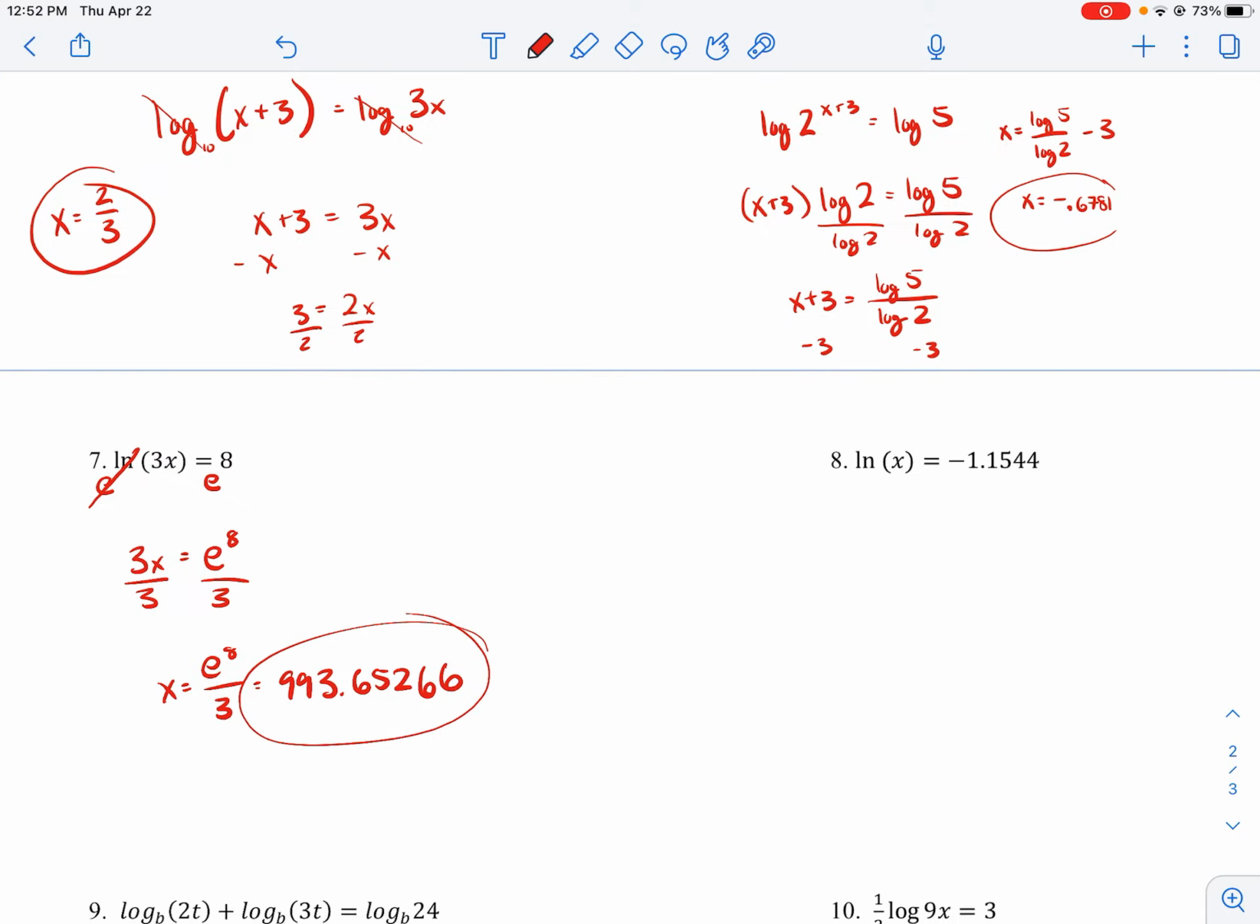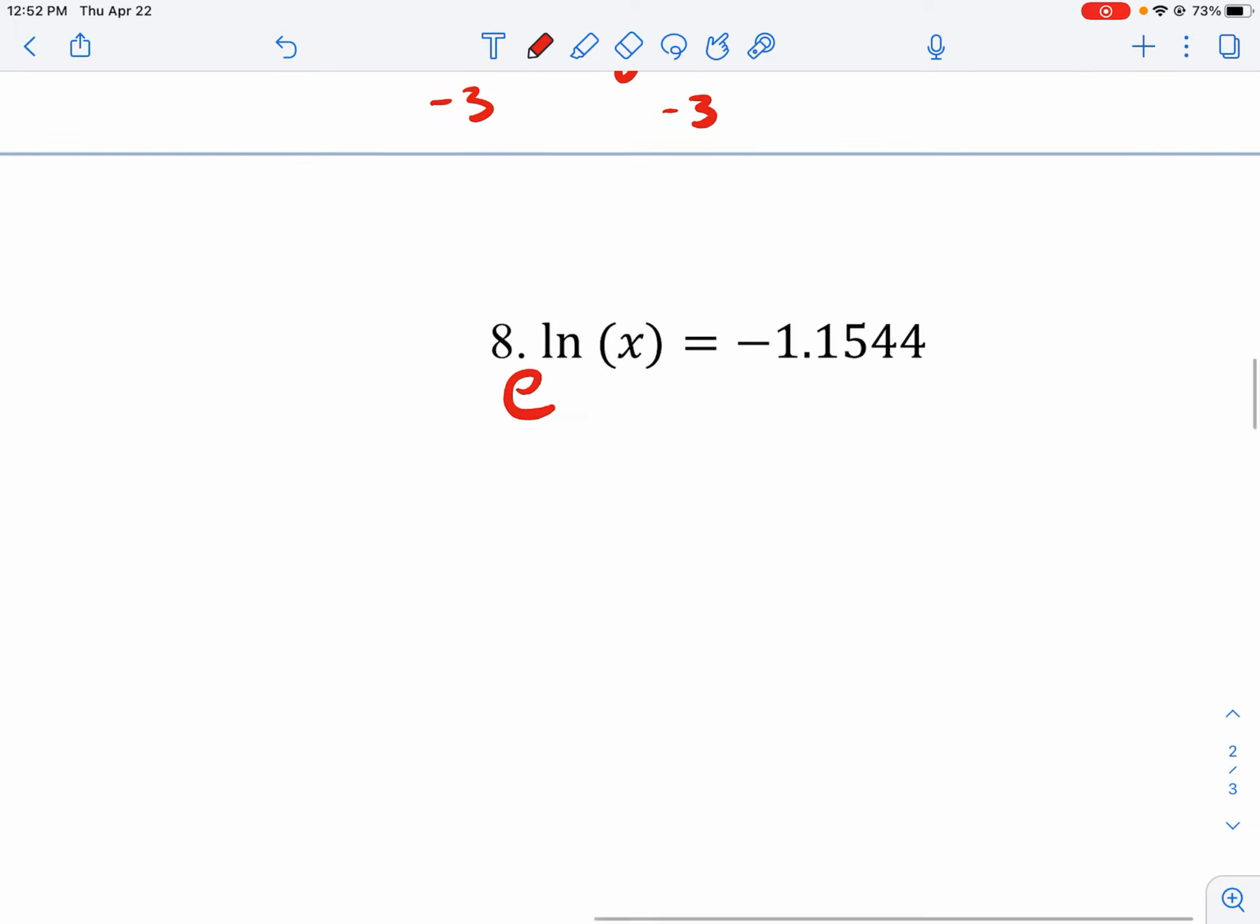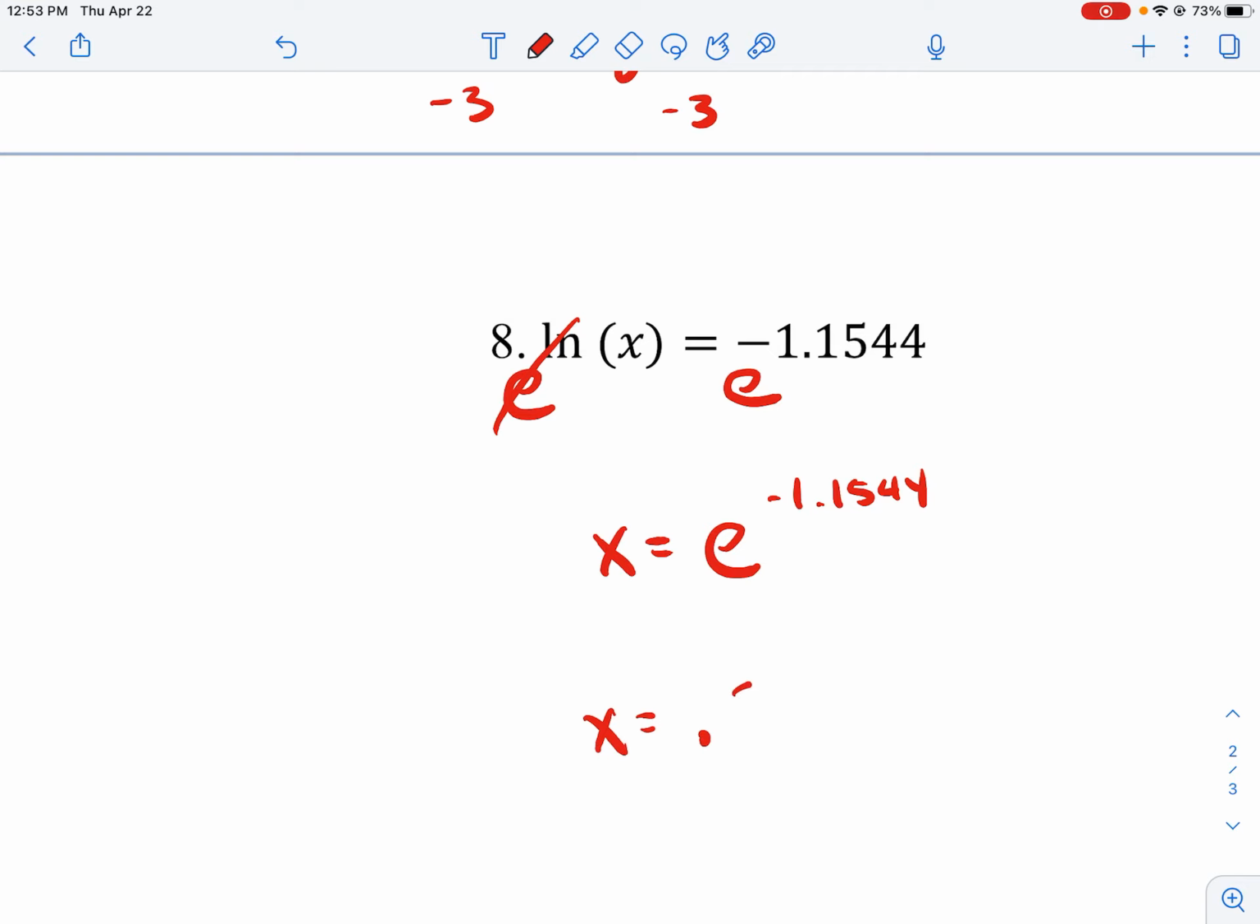Okay. Here's 7. 8, you're going to solve the same way. Take the e of both sides. So this x is equal to e raised to the negative 1.1544. And e to that power is equal to 0.3152467.